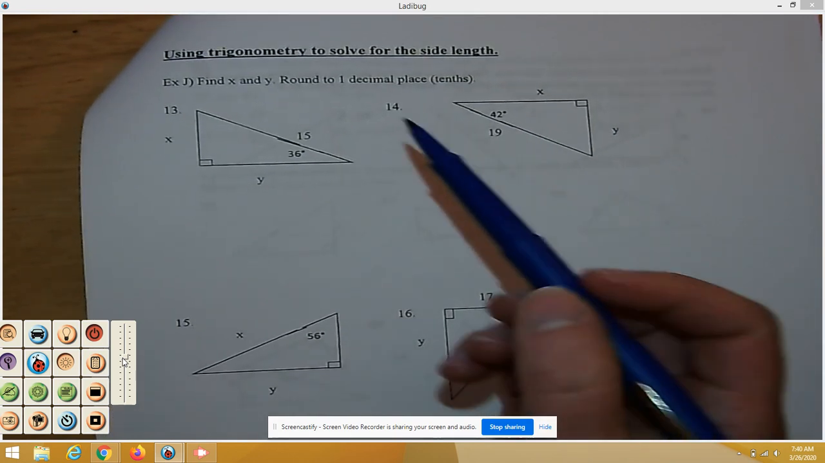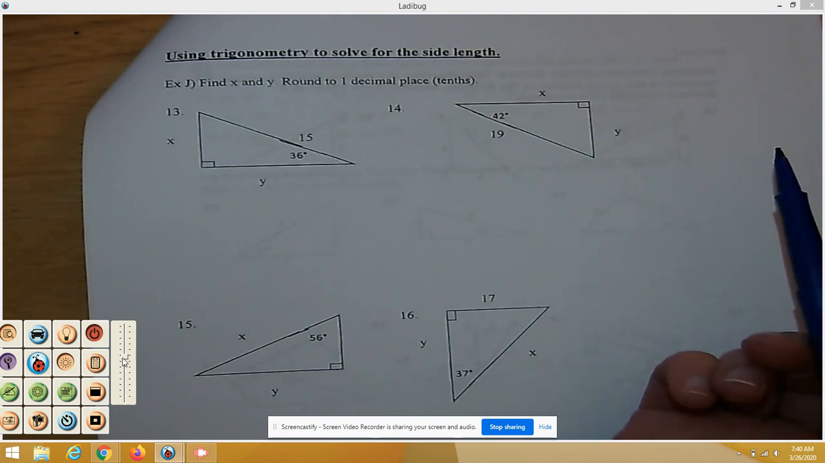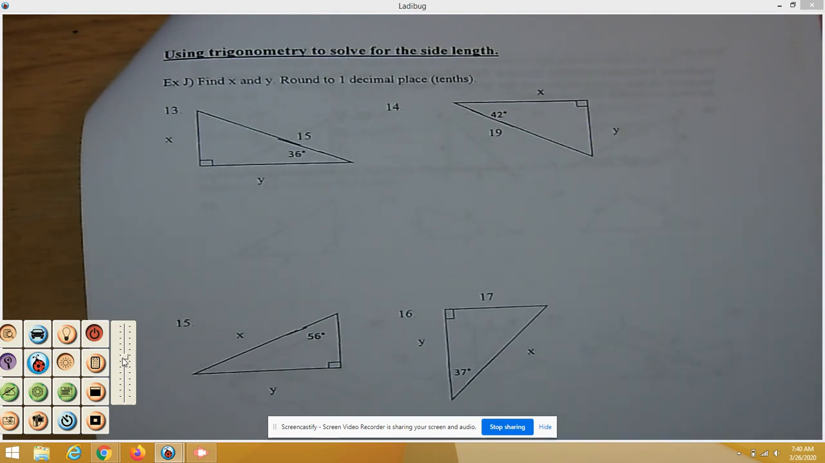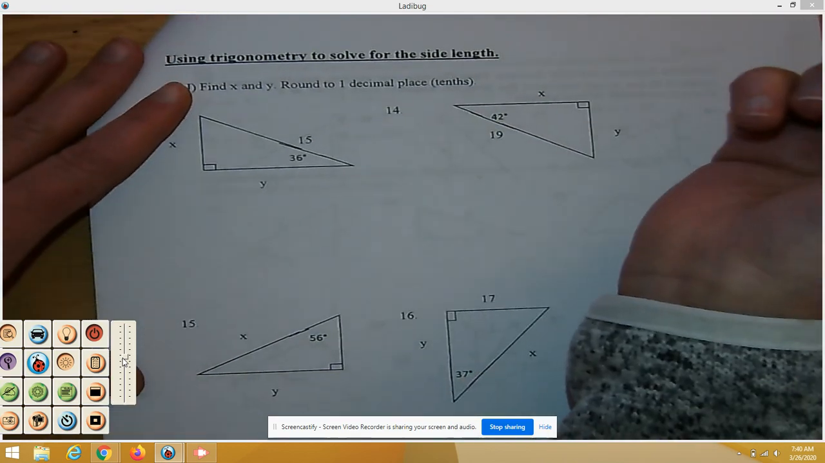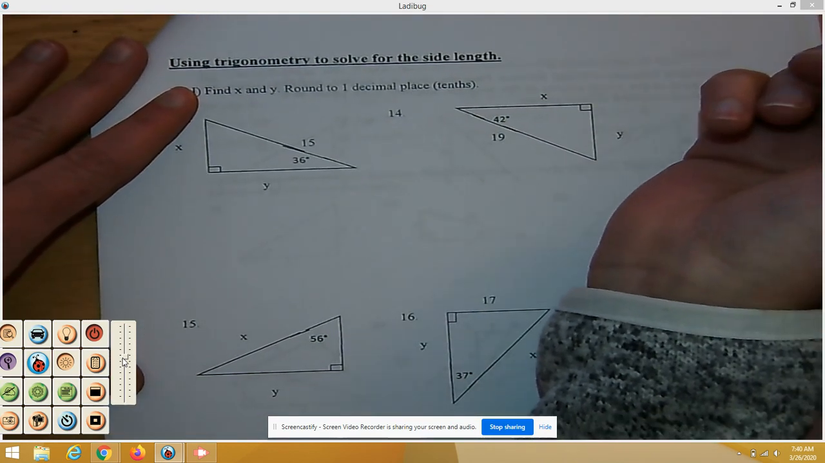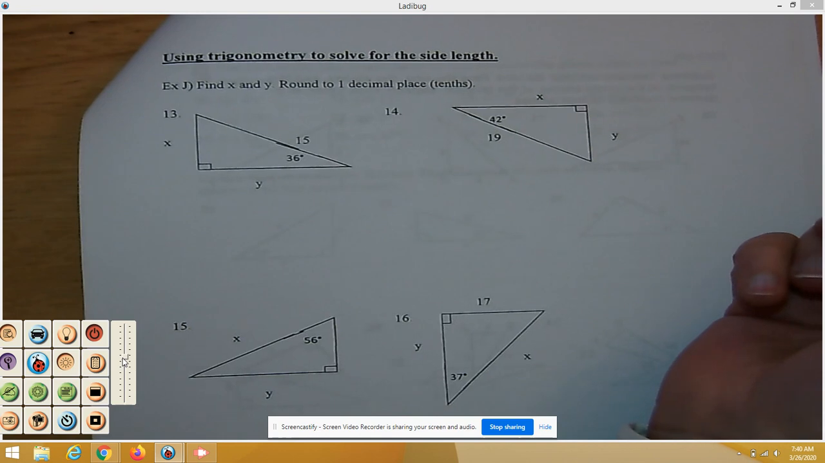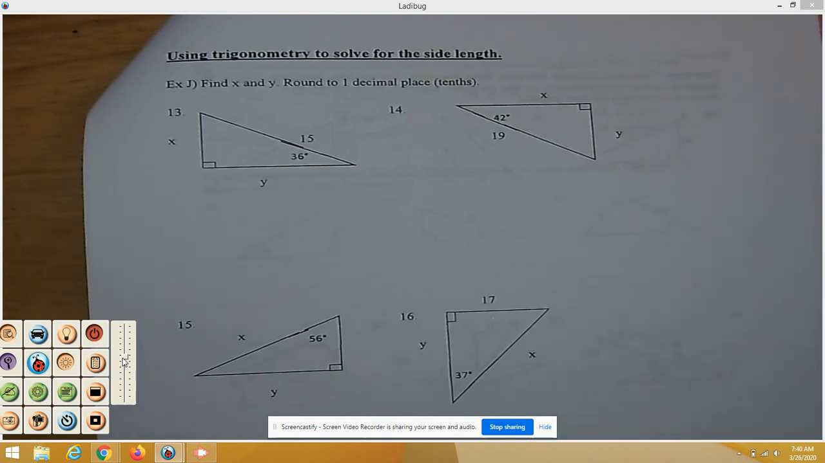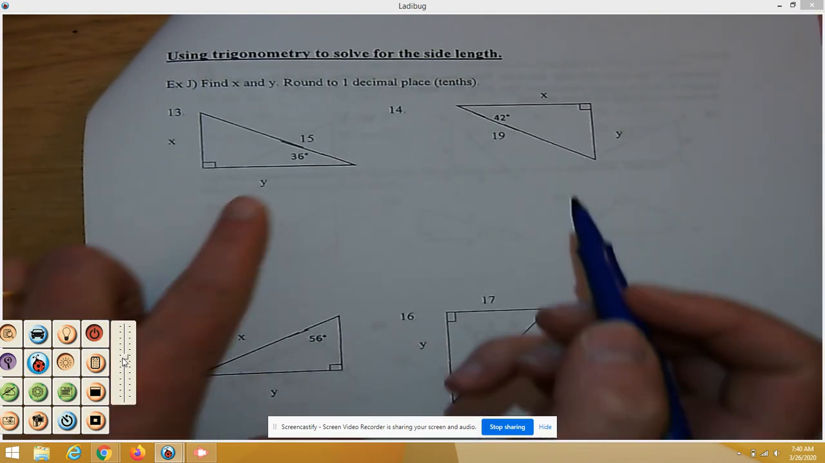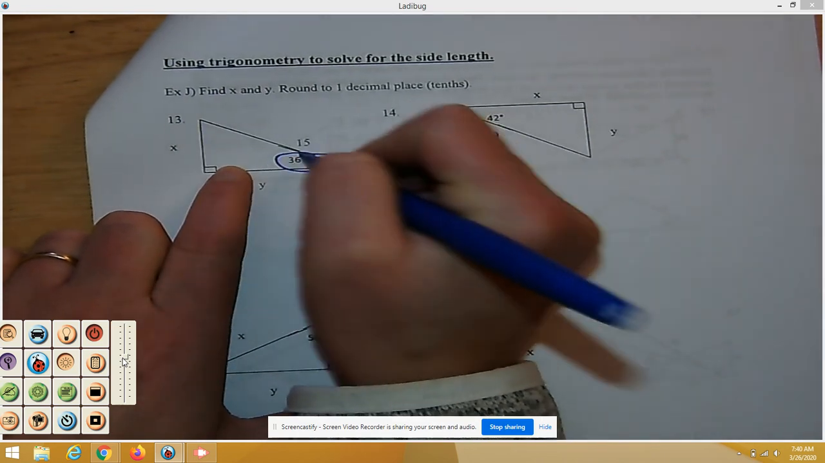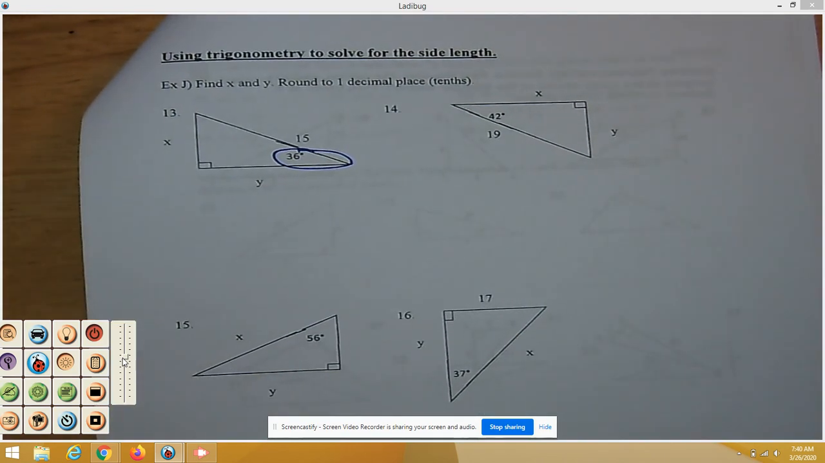All right, so we're going to use trig to solve for the side length. We're going to find x and y, and we're going to round to the tenths. I guess that's fine. So we'll do 1 decimal, please, as you go through. All right, so you are given the acute angle here. You're given a right triangle. The acute angle is 36.